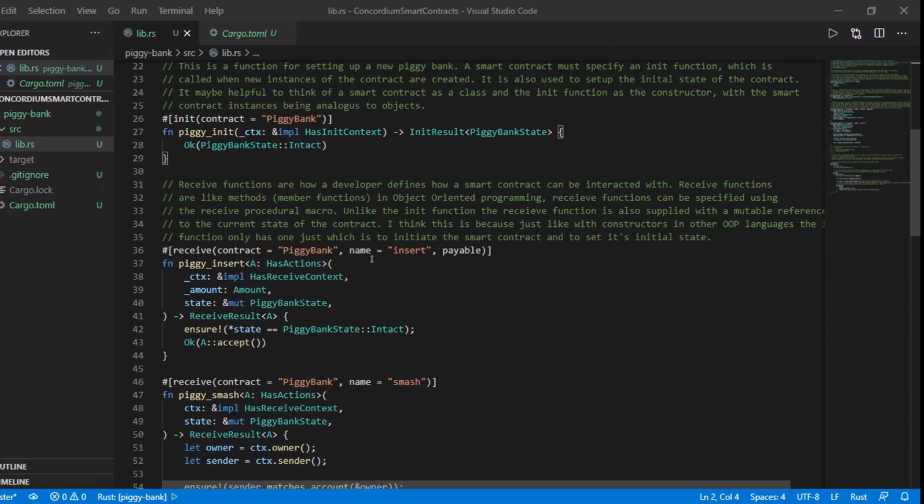This tutorial asks you to build a piggy bank, so model a piggy bank on the blockchain. The piggy bank should allow anybody on the network to insert GTU, which is the native token of the Concordium platform, into it, but only the owner of the piggy bank should be able to smash it. That's the core purpose and the reasoning of the project. Once the piggy bank is smashed, it should not be possible for any person to insert any more GTU into the piggy bank once it's been smashed.